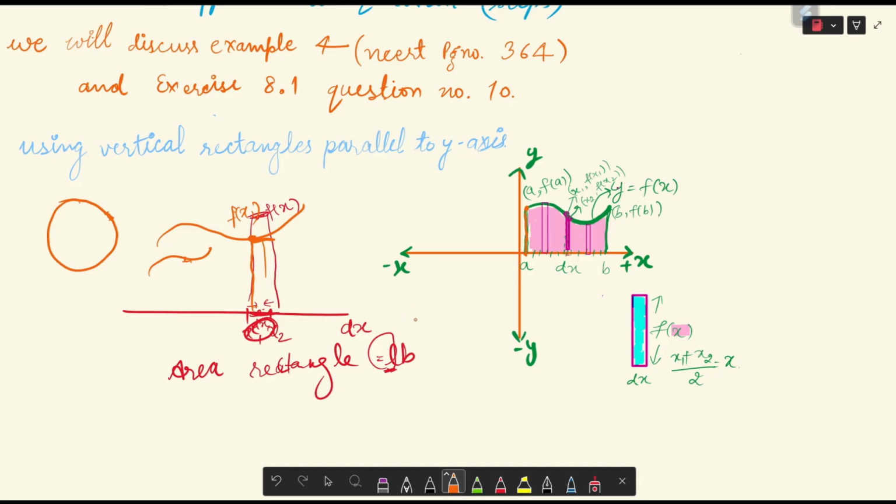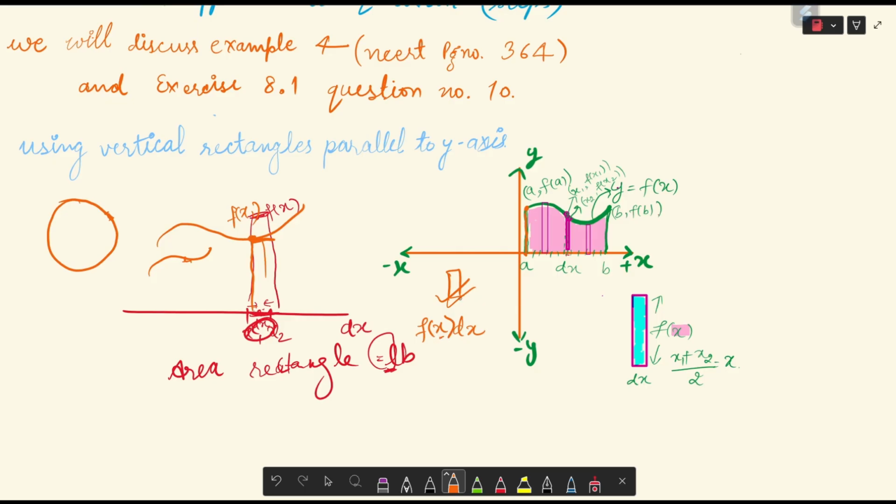So what we are doing, we are taking a very small interval on the x-axis, and then a very small one on that will be treated as a line. So we form a rectangle, a vertical rectangle, which is parallel to the y-axis. And what is the area of this rectangle? Area of this rectangle is breadth into height, and the height, or length you can say, is given by the value of the function at a point.